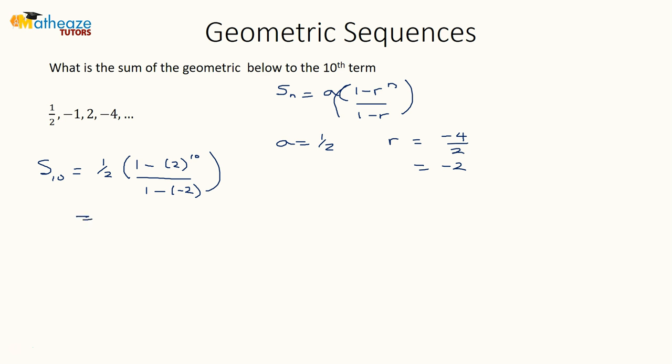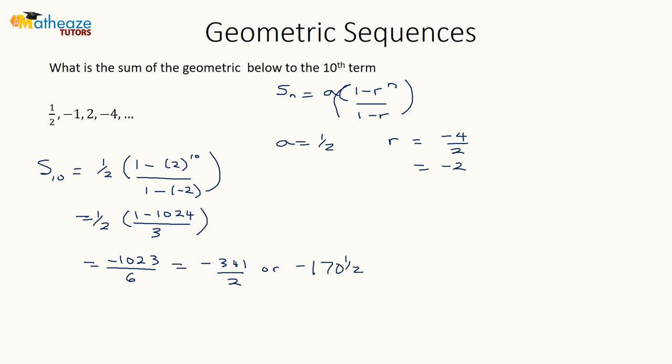Okay, so this is going to be 1/2 times 1 minus 1024 divided by 3, which is because it's 1 plus 2. So this is going to be negative 1023 divided by 6, which is going to give us negative 341 over 2. And if we want to simplify, we can simplify it to be negative 170.5.